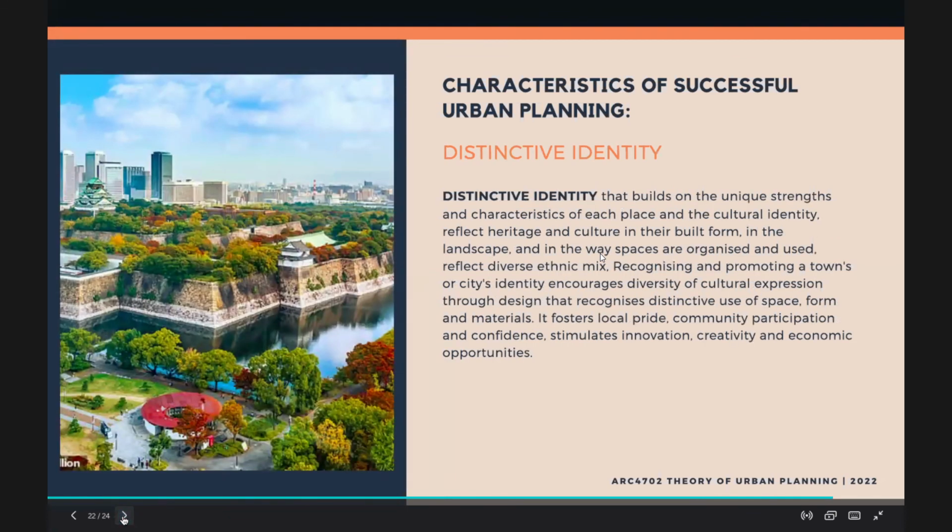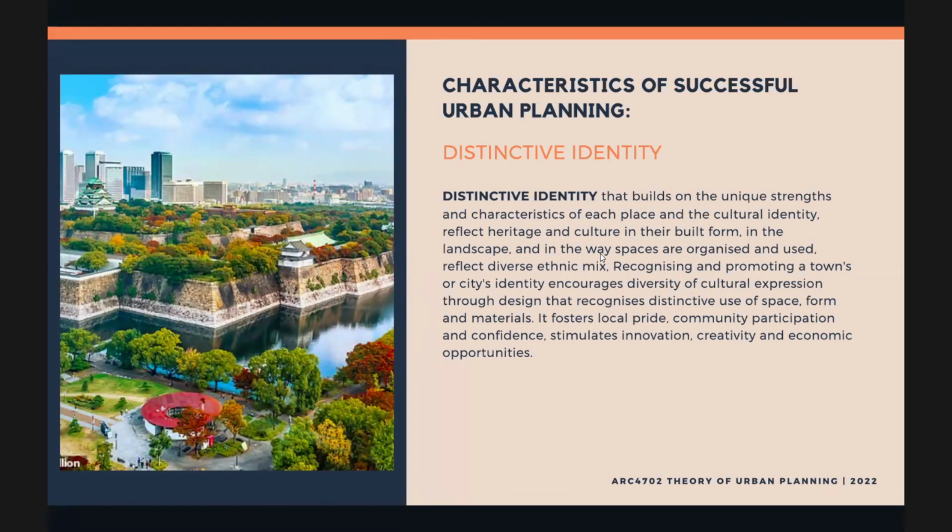The fourth one is distinctive identity. I just outlined five characteristics. You can find more if you read more on successful urban planning, but these are the five most important characteristics. So the distinctive identity. The picture here is Osaka. Osaka was the second most livable city in the world last year. So distinctive identity, I think they have this.